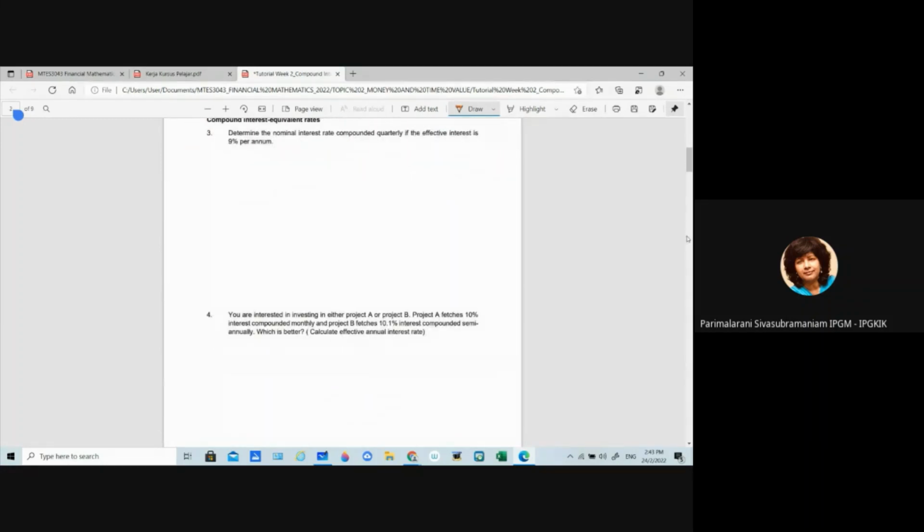Okay, question 3. Determine the nominal interest rate compounded quarterly if the effective interest rate is 9% per annum. You know that the effective interest rate is R. So this question is about the effective interest rate and nominal interest rate, the relationship between these two. We already have a formula for this. Okay, so write down the formula. R is (1 plus K over M) to the power of M, minus 1. So we know that R here is 9%, which is 0.09.